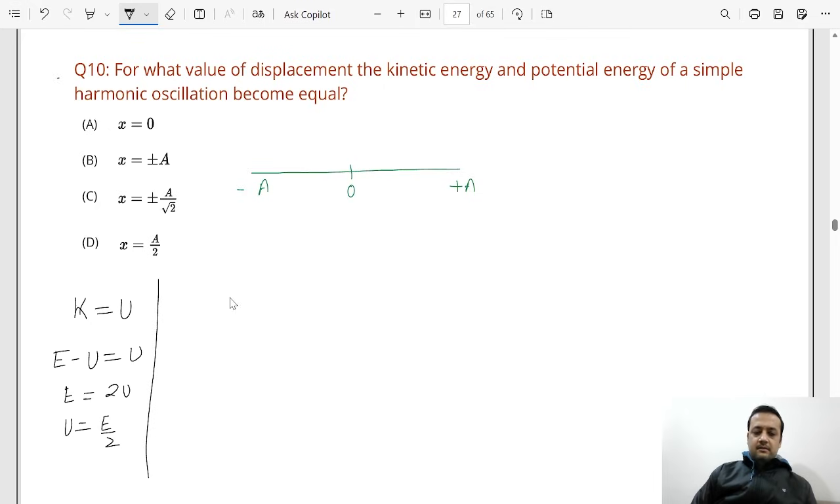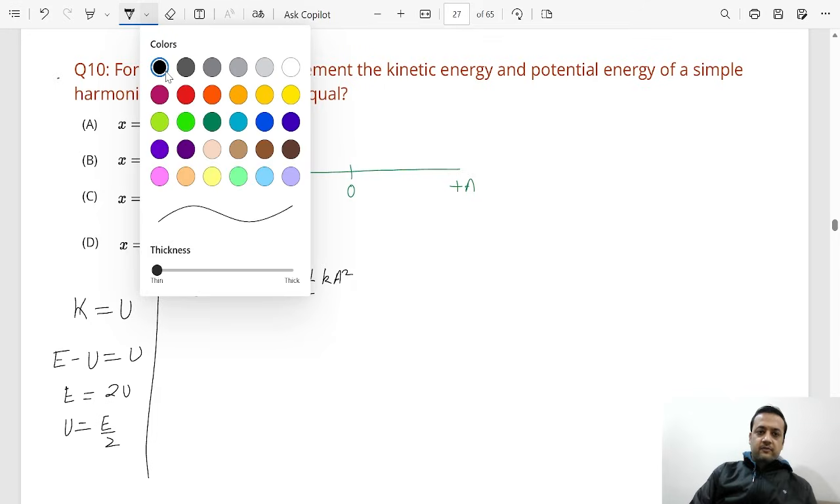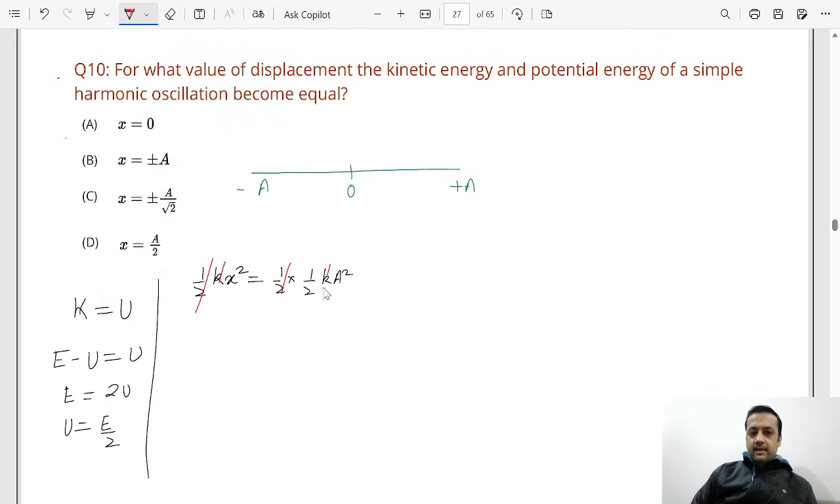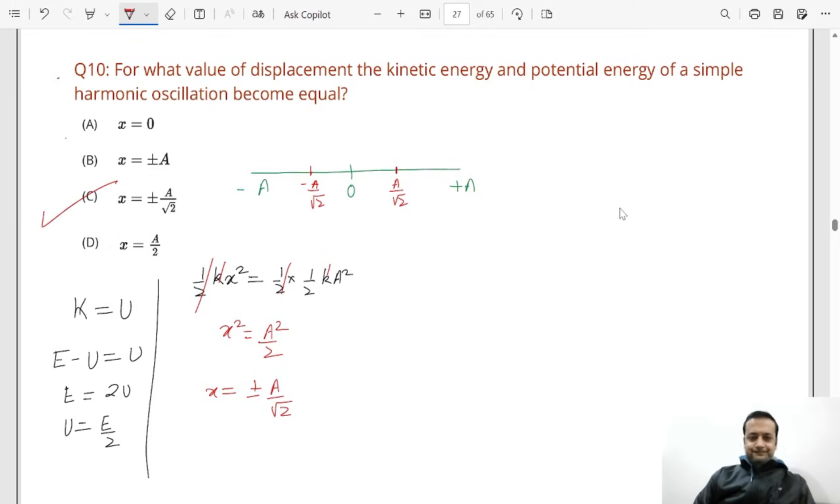Now let us say this situation happens at position X, somewhere over here. So what is the value of U? U can be written as half K into X square, where K is the force constant. This is the potential energy, and that will be half of the total. You know that in SHM, total energy is half into K into amplitude square. Standard known fact. Now what we can do is half K X square equals half of half K A square. So X square becomes A square by 2. That means X becomes plus minus A by root 2. Which means this will happen at two positions, A by root 2 this side and A by root 2 this side also. Of course, at both these positions the situation is absolutely symmetrical. Moving on.